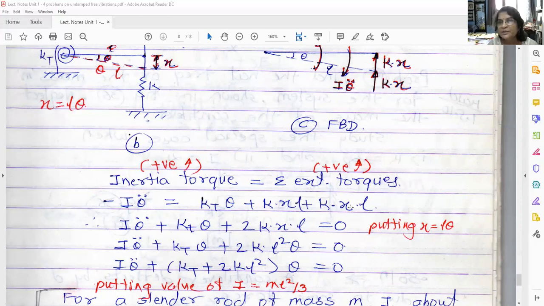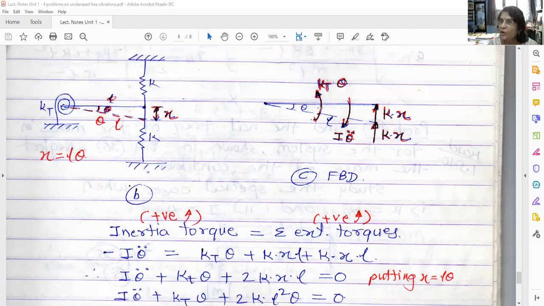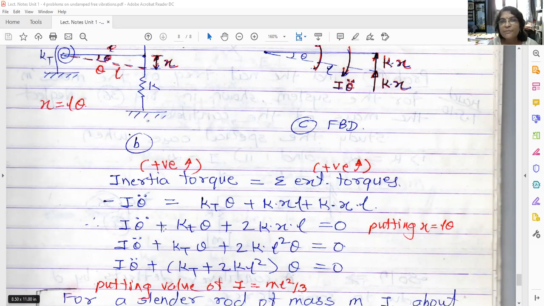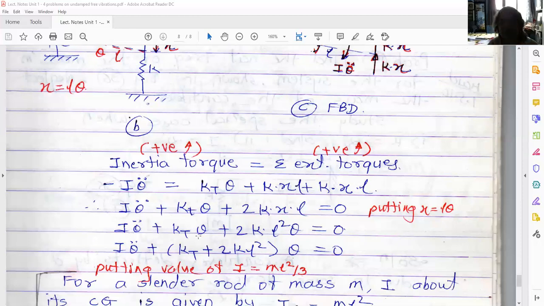So when we add these two forces, what are we getting? 2K into L theta. Now, what is the torque provided by KT into theta? This is a torque only, and it is acting in the anti-clockwise direction, so positive. So what will be your equation? I0 theta double dot plus KT into theta, the torque provided by the torsional spring, plus 2K into x, which is L theta. So x is equal to L theta, that is L square theta. So what is your equation now? I theta double dot plus KT into theta.